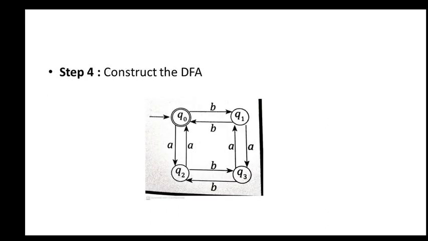And how can we construct the DFA? In the DFA, you will understand this is the start state and it is also the final state. The transition from Q0 on the input symbol A is Q2.